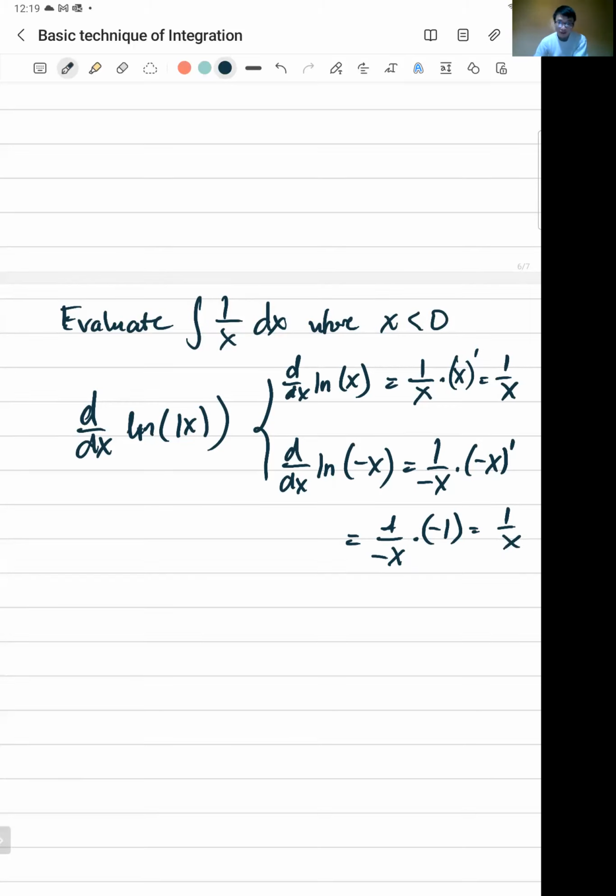So if I ask you to integrate 1 over x dx where x is less than 0, that's also for sure the natural log of the absolute value of x plus c. It won't be like no answer at all.